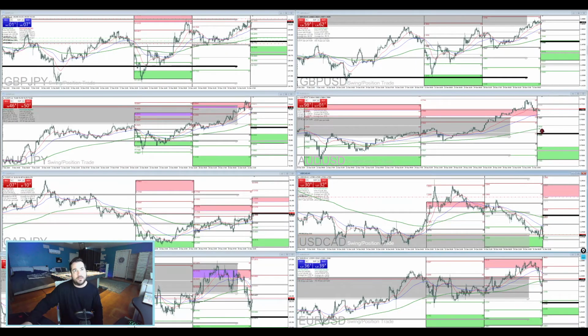All right, and here we go. Getting a little bit of movement up right now in the Aussie US dollar. We'll see if we can get our alert triggered to take the short on the swing trade.